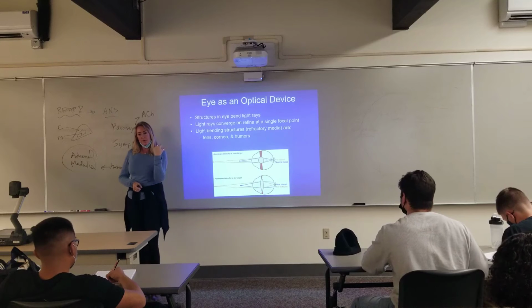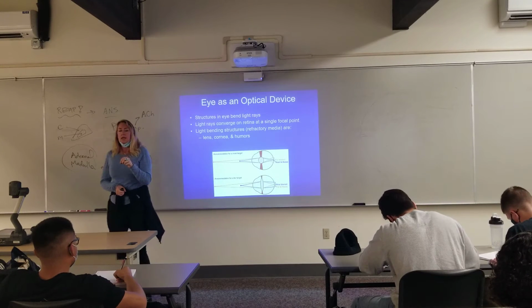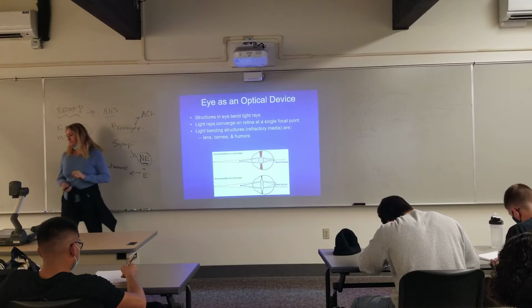So they work together, with the main role coming down to the lens to bend light and get it back on the back of the retina.